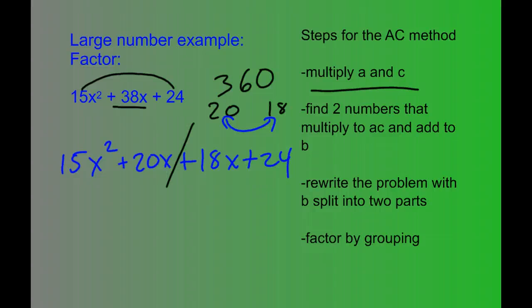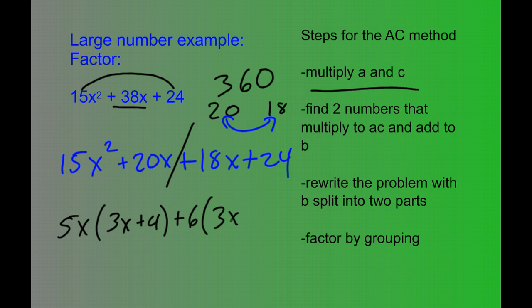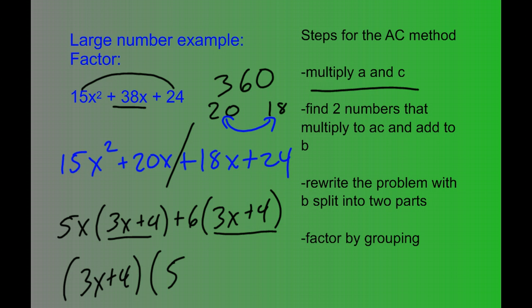Now I have 4 terms, factor by grouping. 5x, 3x plus 4. Out of our second term, 18x and 24, I can divide out a positive 6, 3x plus 4. My parentheses match, so I can factor out 3x plus 4 times 5x plus 6. There's my factored form.